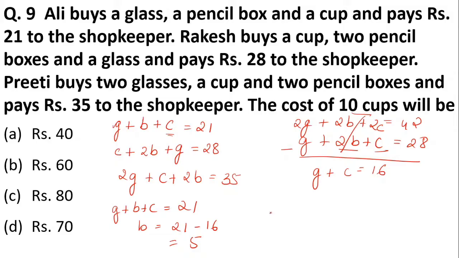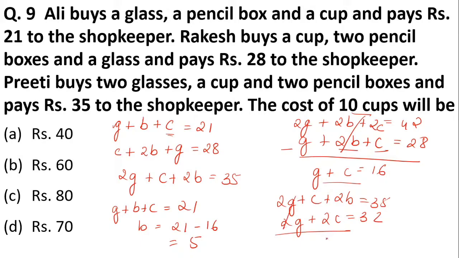So if we just look at this term, 2G plus C plus 2B gives you 35, and we'll multiply this by 2. So 2G plus 2C gives you 32. So this will get cancelled. 2B minus C gives you 3. Okay. Since the value of 2B is 2 into 5, minus 3 gives you C. So 10 minus 3 is 7. So the value of one cup is 7 rupees. So the value of 10 cups will be 70 rupees.